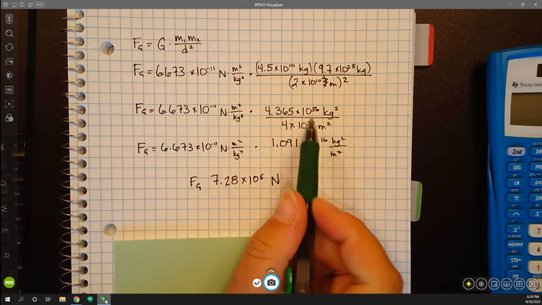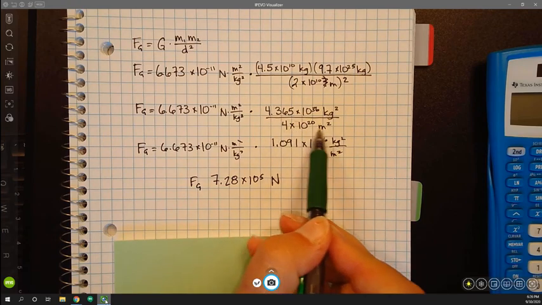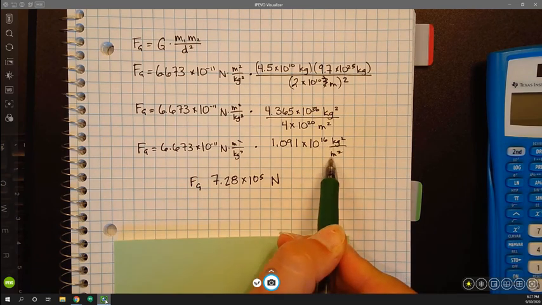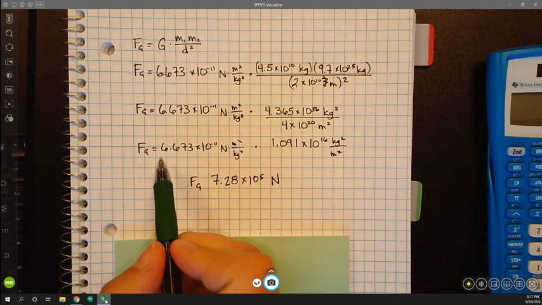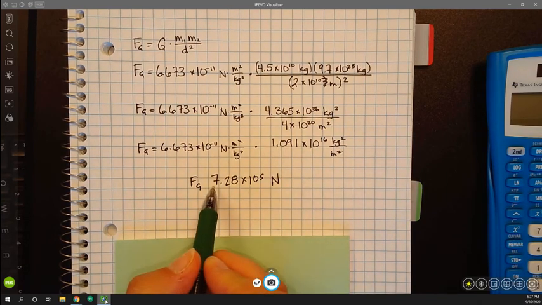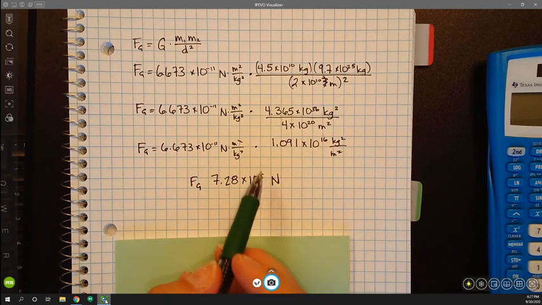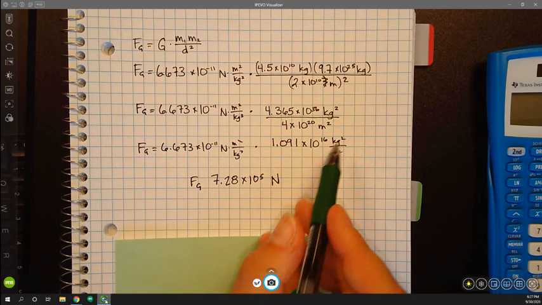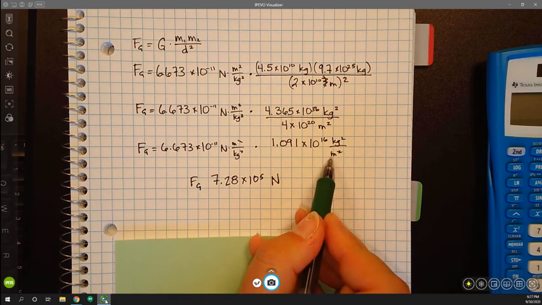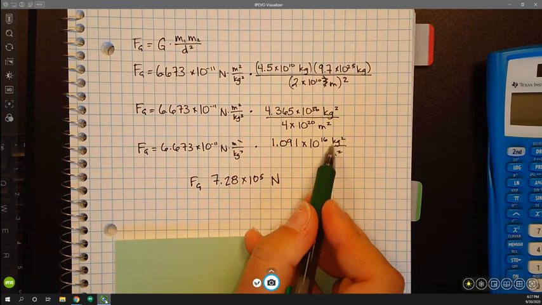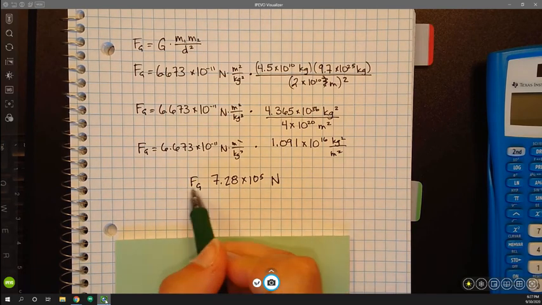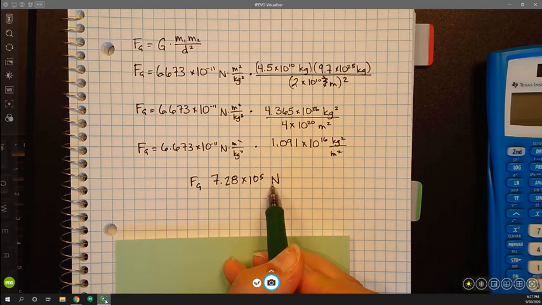When I do my math here, so taking this number and dividing it by this number, I get 1.091 times 10 to the 16th kilograms squared per meter squared. When I multiply G times this combined number here, I get 7.28 times 10 to the 5th newtons times meter squared per kilogram squared times kilogram squared per meter squared. That meter squared and that meter squared cancel. That kilogram squared and that kilogram squared also cancel. And so I'm left with a newton. So my force of gravity is 7.28 times 10 to the 5th newtons.